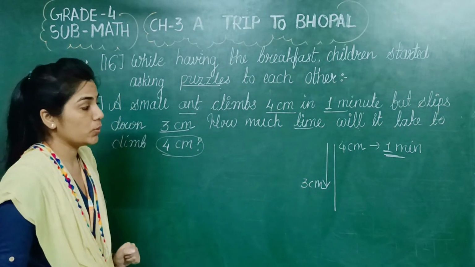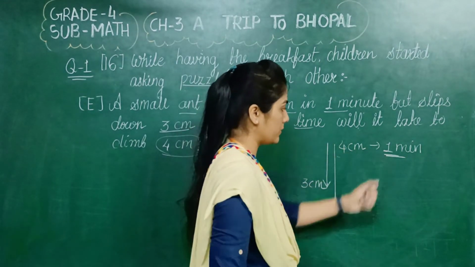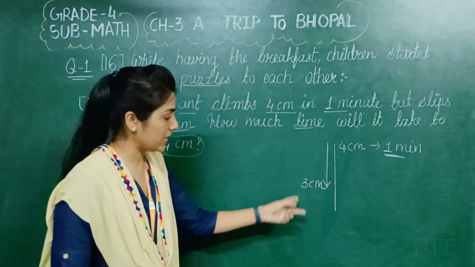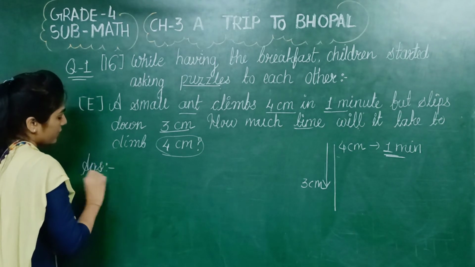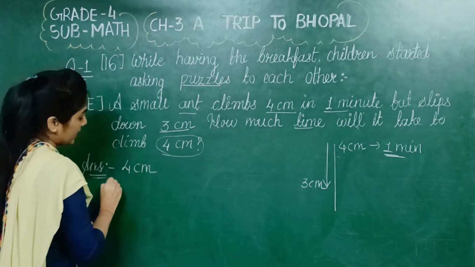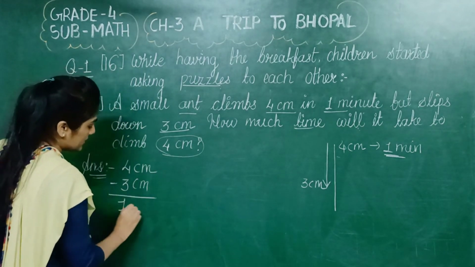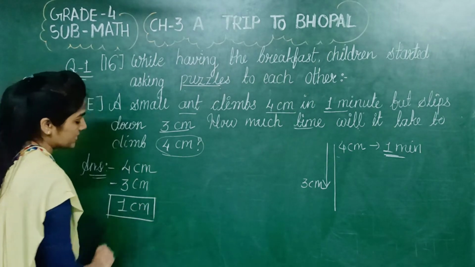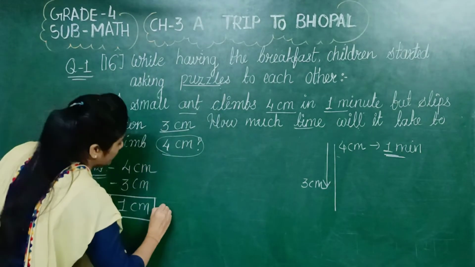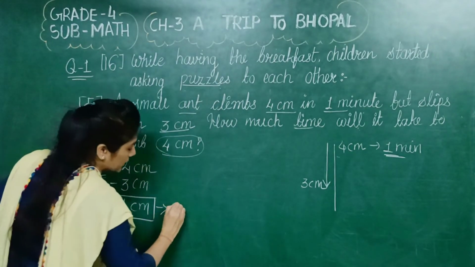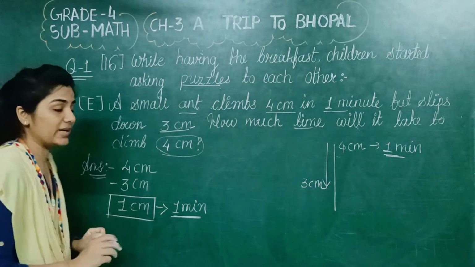For that we need to do one thing. First of all we need to understand this. It climbs 4 cm in 1 minute, but slips down 3 cm again. So from the 4 cm we can subtract this 3 cm, and we get 1 cm. This 1 cm the ant has completed in 1 minute. So we can say that in one minute the ant climbs up 1 cm only.